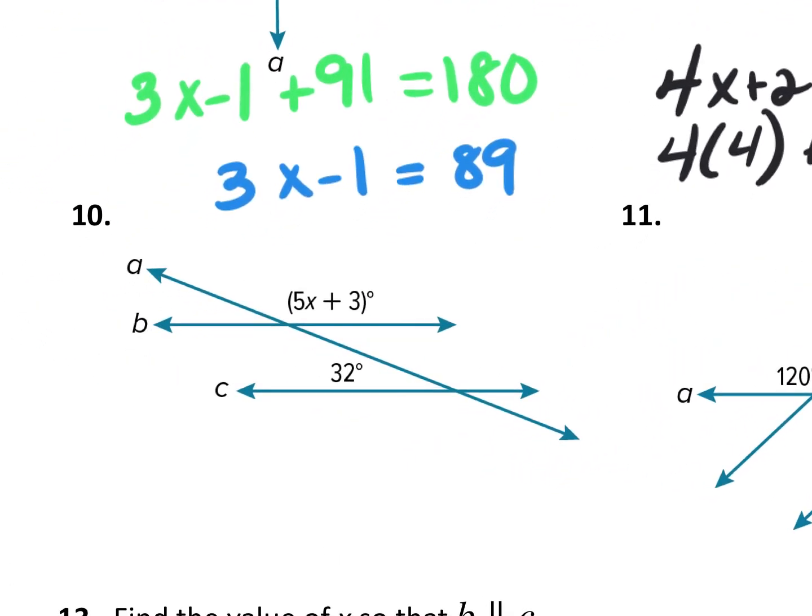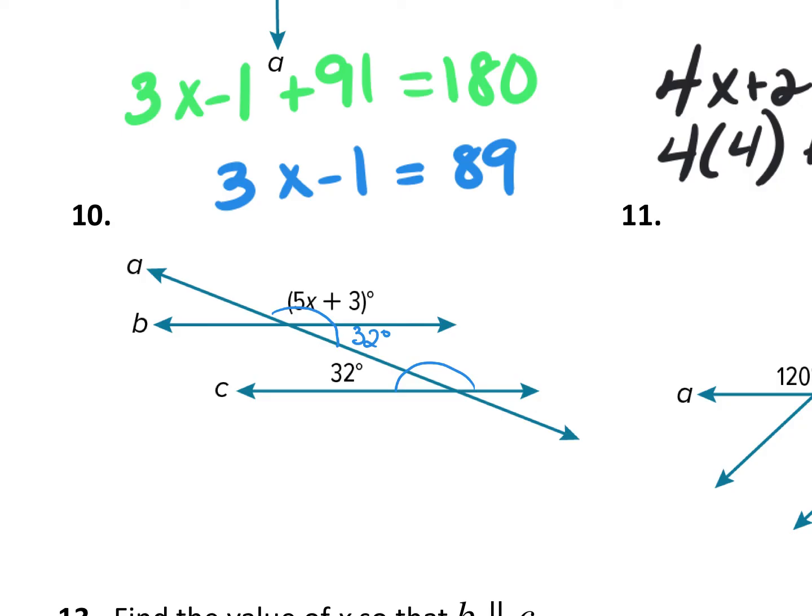Number 10 is a little different because the two angles that are indicated, the 5x plus 3 and the 32 degrees, do not have any relationship whatsoever. But what we do know about parallel lines cut by a transversal is that these angles are supplementary or add to 180, and these angles are supplementary and add to 180. So either way, this is going to be 32 degrees because they're alternate interior and therefore they are congruent.